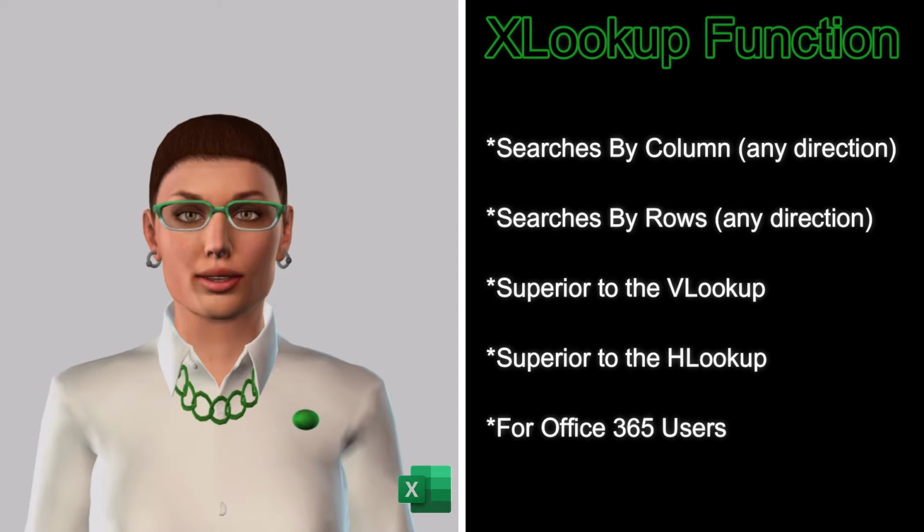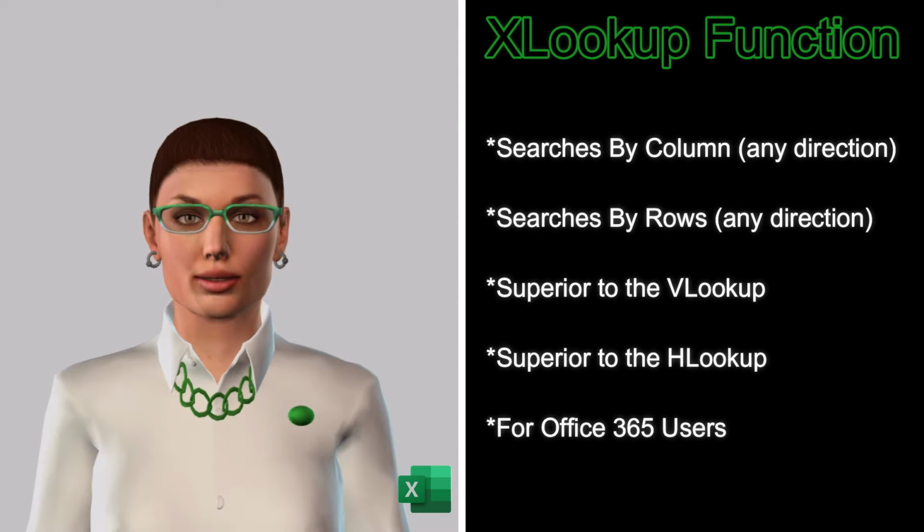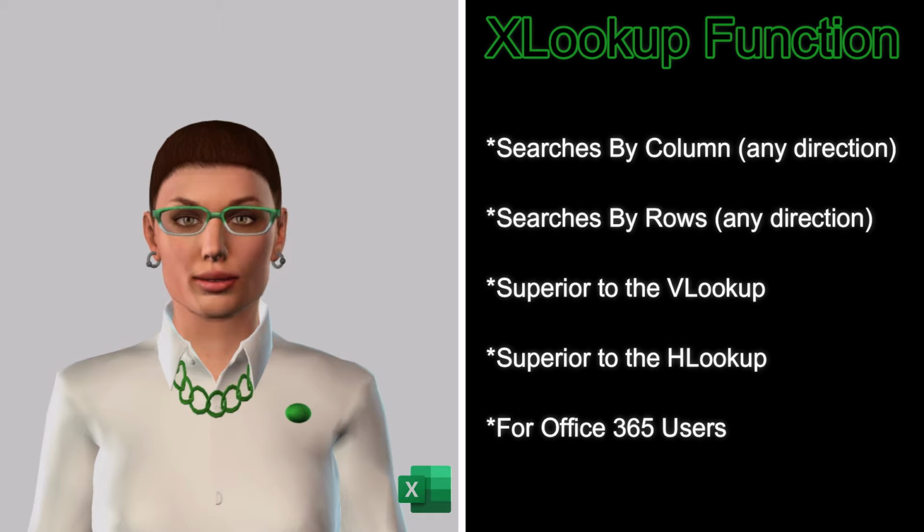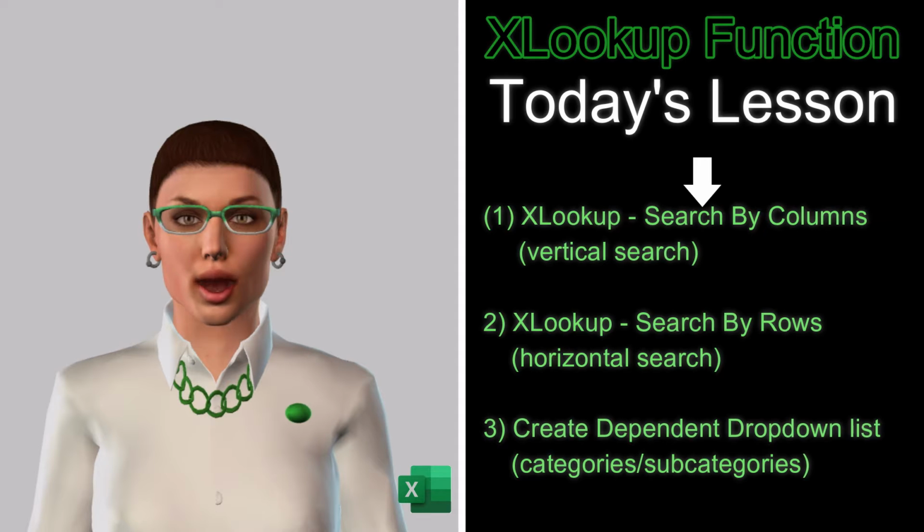The XLOOKUP function provides the ability to search from left to right and can also search by rows, similar to the HLOOKUP feature. This feature makes the VLOOKUP and the HLOOKUP functions almost obsolete. Unfortunately, it is only available on Office 365 at the moment. However, you should still take the time to learn about this feature.